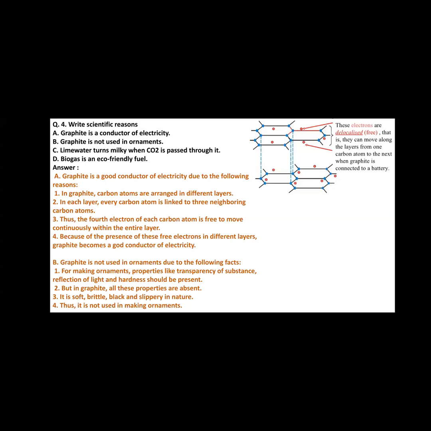So, you must know what kind of substance can be used as an ornament. For this purpose, the substance must be transparent, must reflect the light, and should be hard. But graphite cannot obey all these properties, since graphite is black in color. It does not reflect most of the light. It is soft and slippery. Also it is not hard. So that's why graphite cannot be used as an ornament.